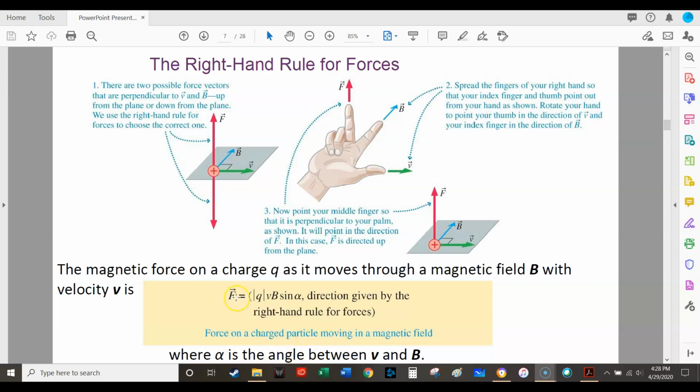And that magnetic field force is still just in newtons. Charge, its unit is coulombs. Velocity, its units is meters per second. The B field's unit is teslas, and alpha is the angle. All right.